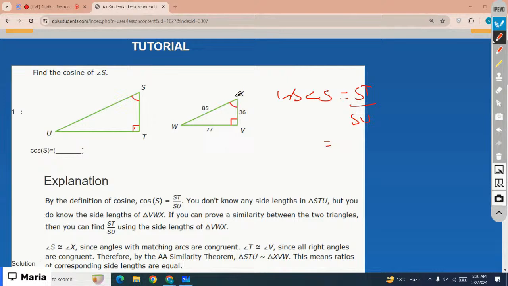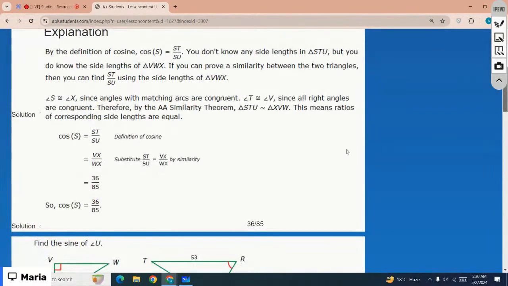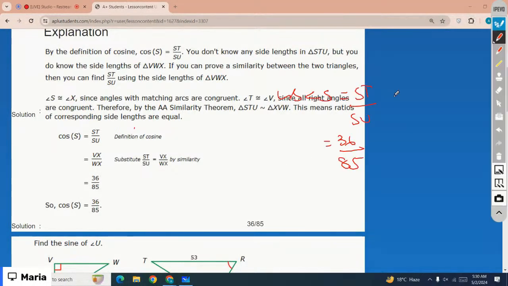So ST corresponds to XV, that is 36, and SU corresponds to XW, that would be 85. So that is 36 over 85, right? Because both the triangles are similar, so the angles and side lengths correspond. That would be 36 over 85, right?